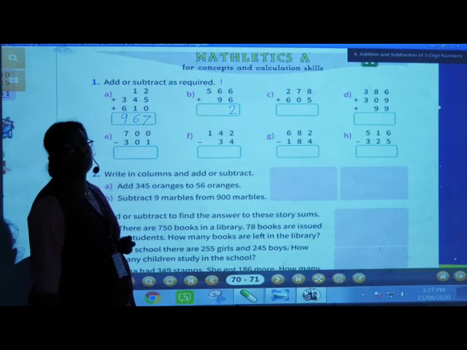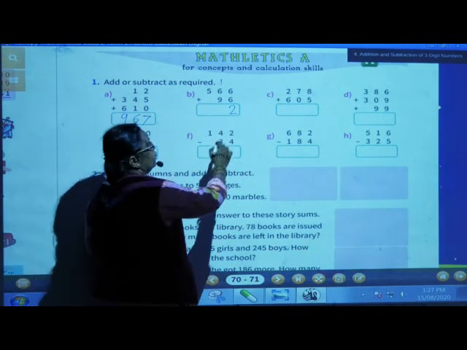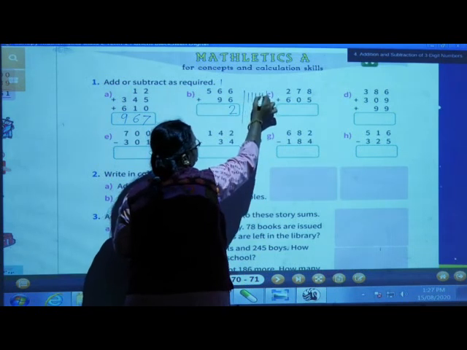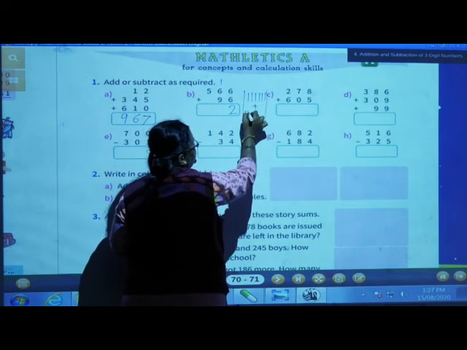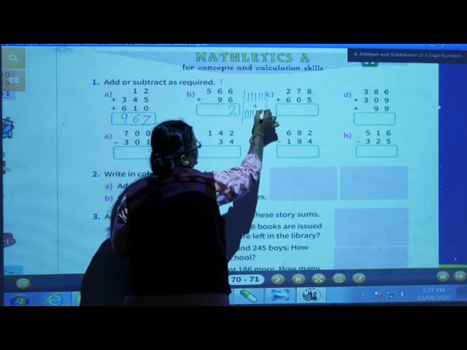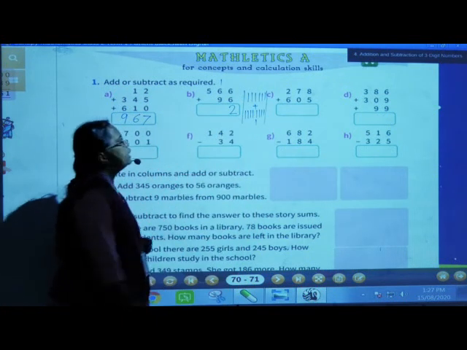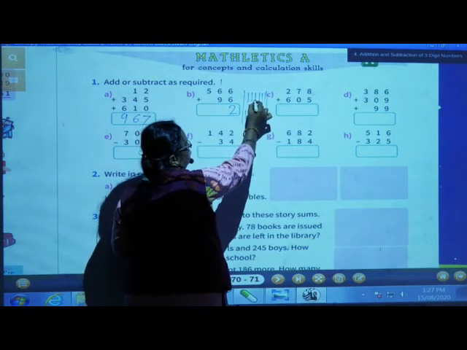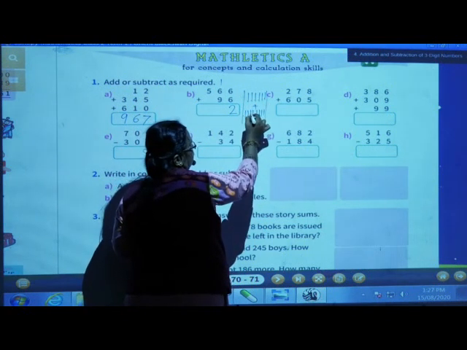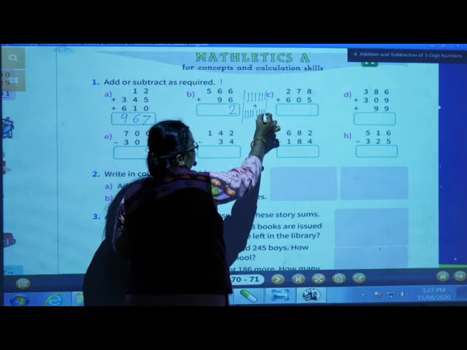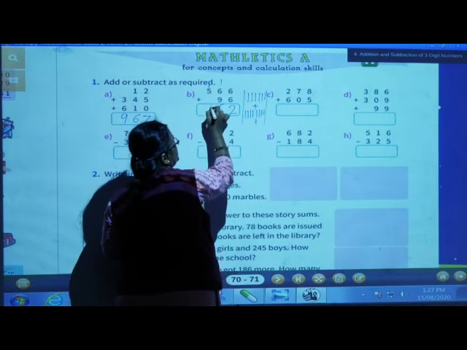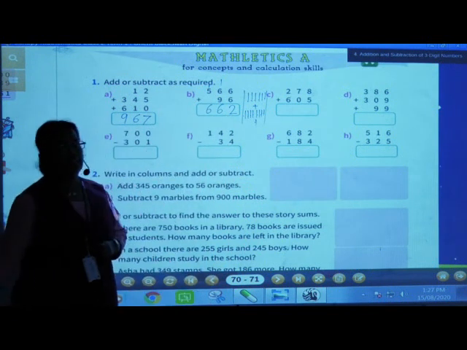Then 6 plus 9 is, you can do it here, 6 plus 9. Counting from 6: 1, 2, 3, 4, 5, 6, 7, 8, 9, 10, 11, 12, 13, 14, 15. 15 and 1 is 16. So 5 plus 1 is 6.